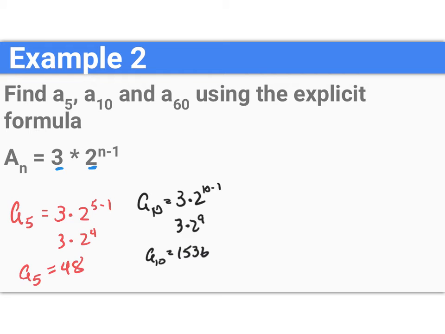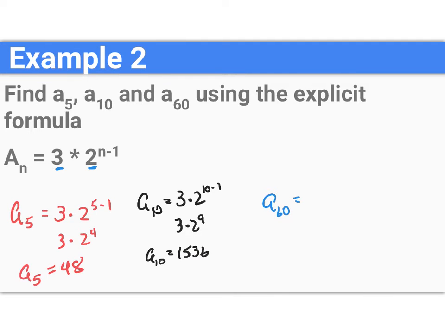And then finally, A60, or the 60th term of this sequence. Basically, we're just doing 3 times 2. 3 is the first term. 3 times 2 is 6. Multiply that by 2 to get 12. Multiply that by 2 to get 24. Multiply that by 2 to get 48. And just keep multiplying. Just keep doubling it.